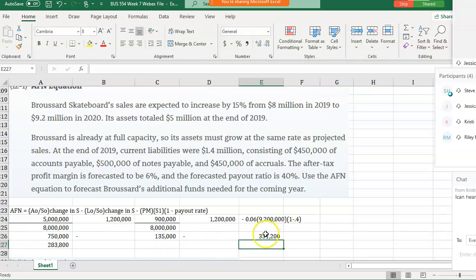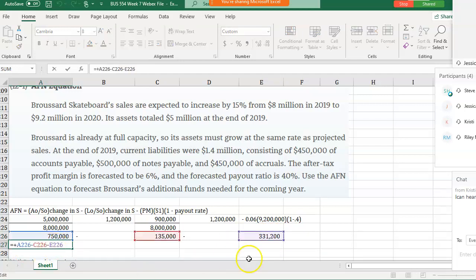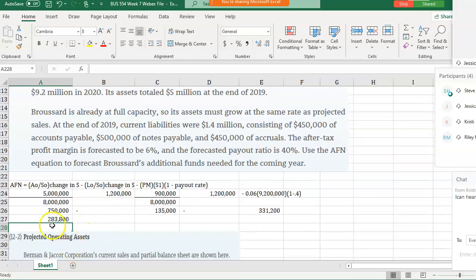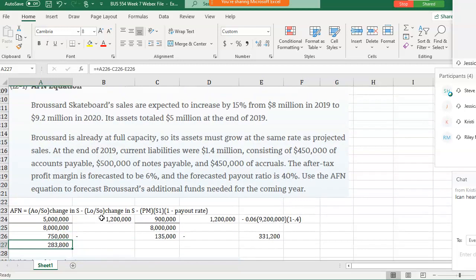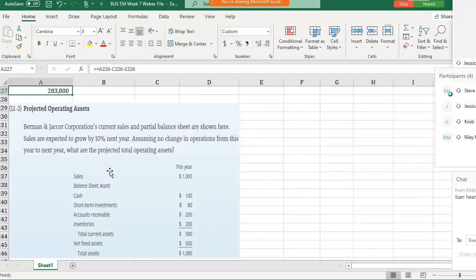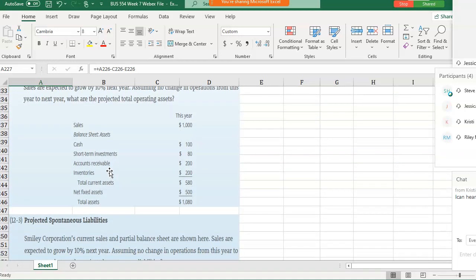So my increase to retained earnings will help to finance some of the acquisition of new assets. So the net is the sum of the three, plus 750 minus these two. So I need to go out and find financing for $283,800 so I can finance the growth of 1.2 million for the next year. That's what the AFN is all about. So a lot of the questions in the chapter are based on that.